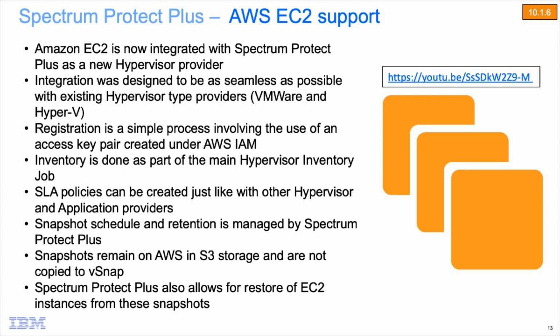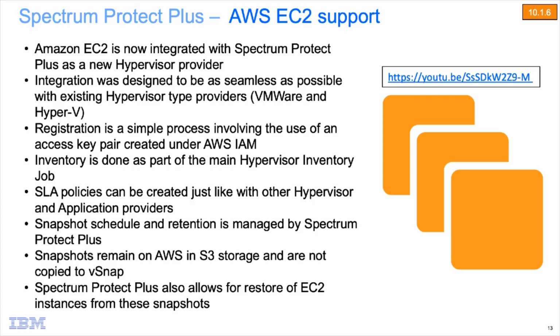AWS instances using an access key pair. You then do an inventory of those instances, apply SLAs to the instances to control when snapshots are taken and to set the schedule, and that is how the protection is done.